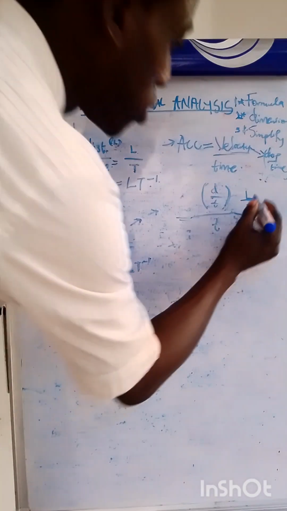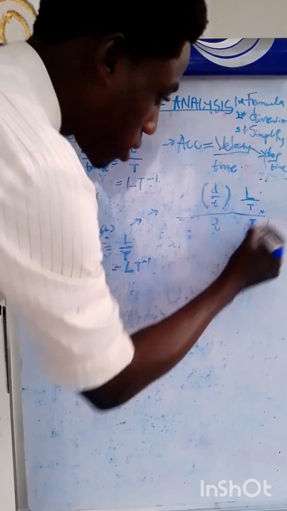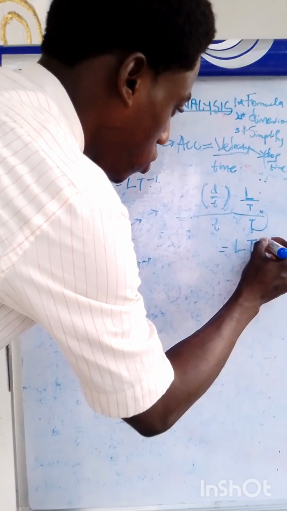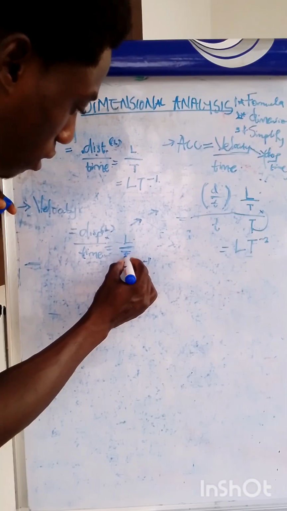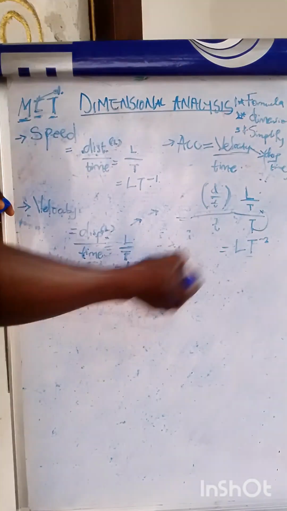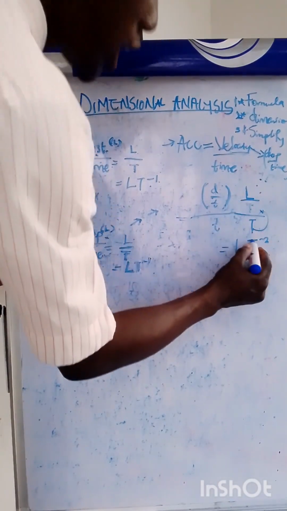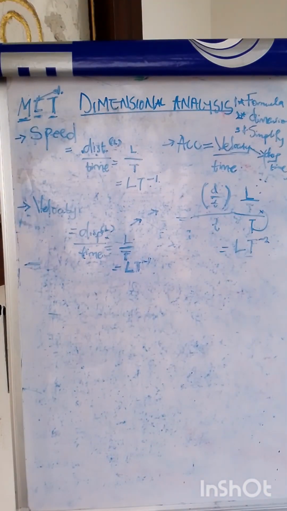That means our 2T will actually go up and meet L. So LT minus 2. You know that under velocity, it was only one T, meaning that our T will come up becoming minus 1. But under acceleration, 2T is actually coming up. That's why we have it as LT minus 2. Are you with me?